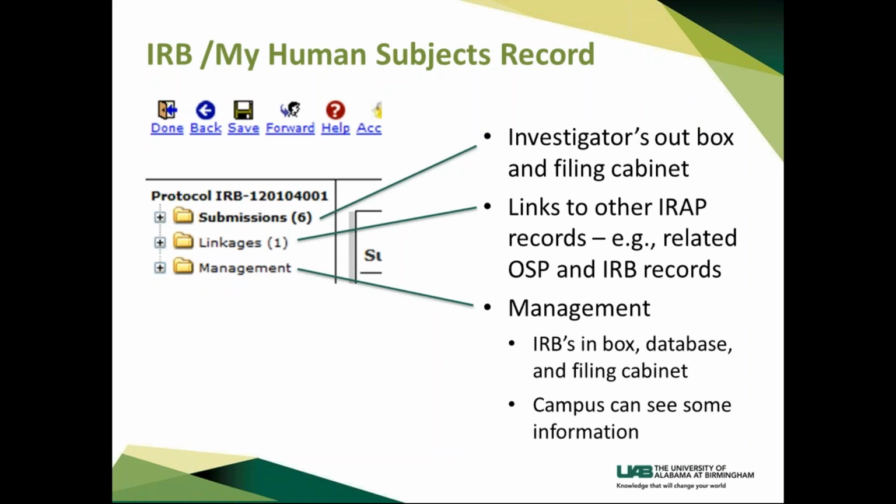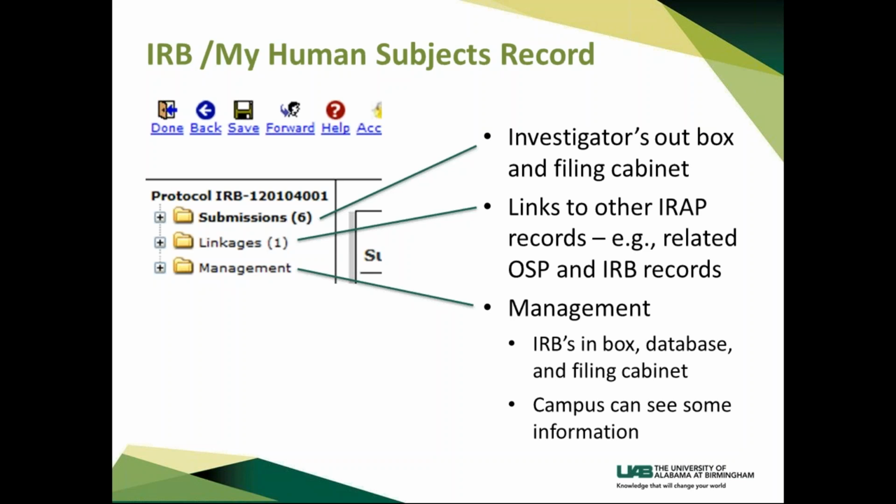So the IRB record and the IACUC record work the same way. When you log into IRB and IACUC, you're going to see three different folders. You're going to see a submission folder, and the way to think about this is it's the investigator's folder. This is where all of that information that you want the IRB or IACUC to know, this is where you enter it, whether it's via an e-form for IACUC or uploading 1.5 million attachments for IRB. So that's your filing cabinet.